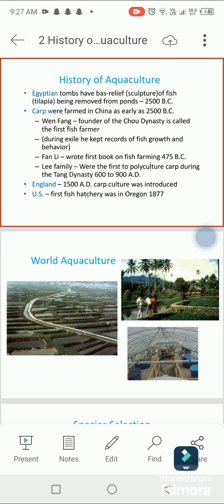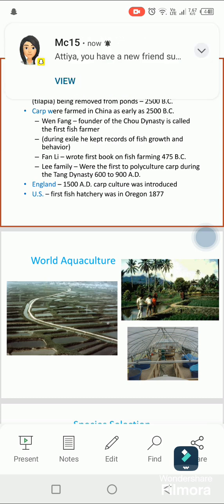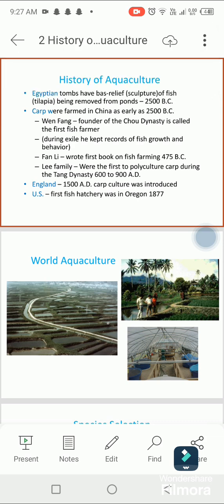Fan Li, founder of the Zhou dynasty, is called the first fish farmer. During exile, he kept records of fish growth and behavior. Fan Li wrote the first book on fish farming, 475 BC. The Li family were the first to polyculture carp during the Tang dynasty, 600 to 900 AD.